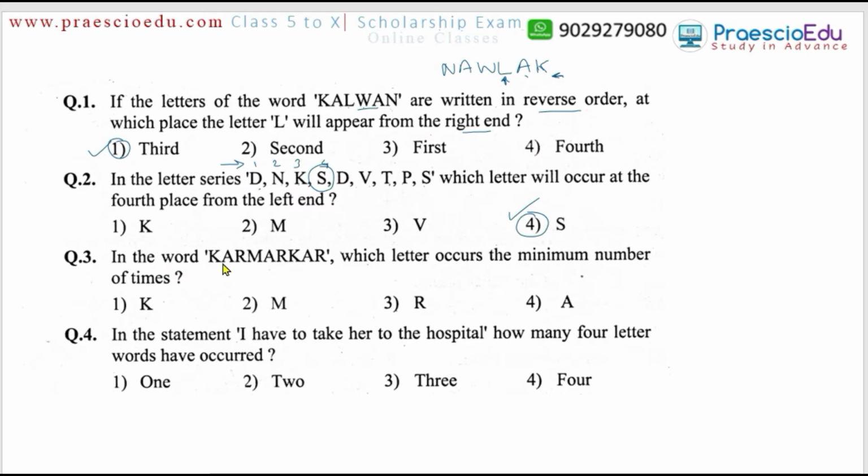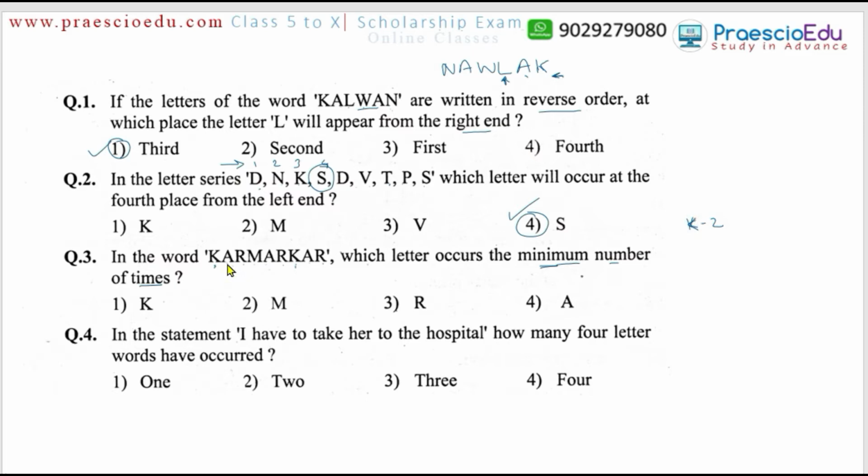Question number 3. In the word KARMARKAR, which letter occurs the minimum number of times? We have to count the repeated letters first. K is there, so how many times does K come? 1 and then 2. So K comes 2 times.